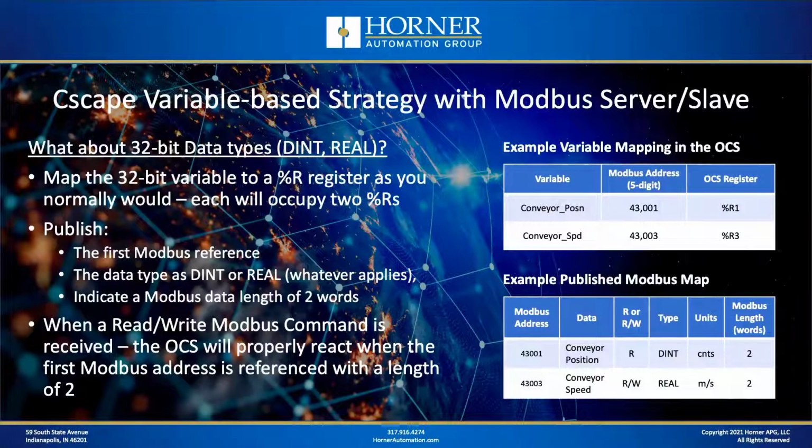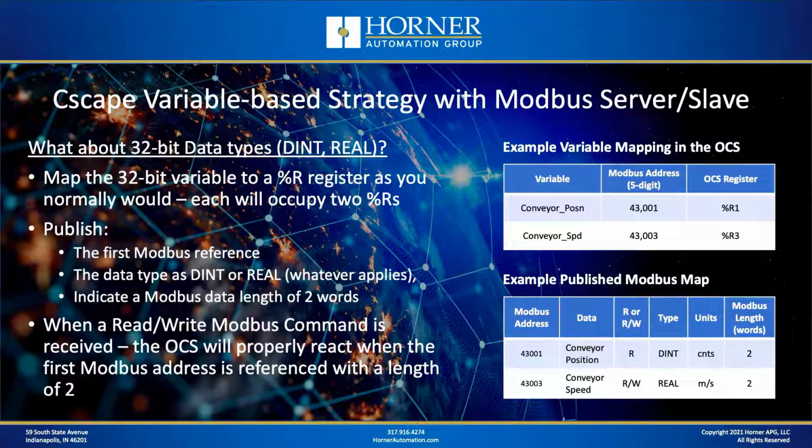What about 32-bit data types, you might ask? Because to represent floating point values, that takes 32 bits. To represent double integer values, that takes 32 bits. Well, effectively, that's not a problem. You just map the 32-bit variable to an R register. Remember, we're using R registers when we map to word and longer type references. You're going to map that 32-bit variable to an R register. Okay, it's just going to occupy 2 of them consecutively.